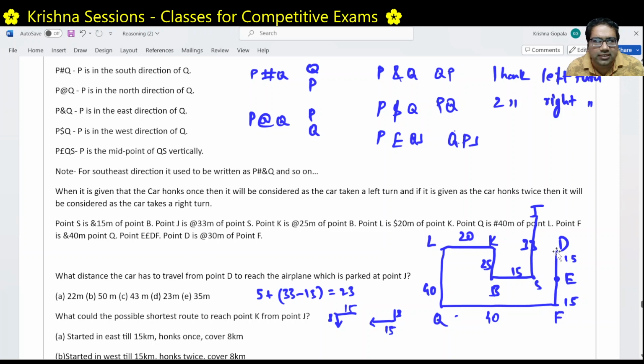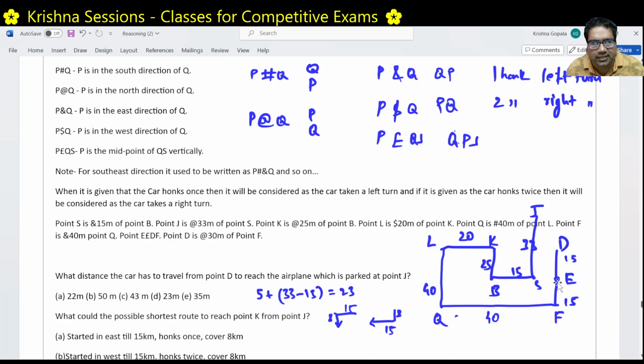D to F, this is actually 30, but see here, this is 25. This is total 40. That means this is also 15, right? This is 25. This is again 15. This is again 15. So, this is again 15. And the total, this is again 15. And this is again 15, right?